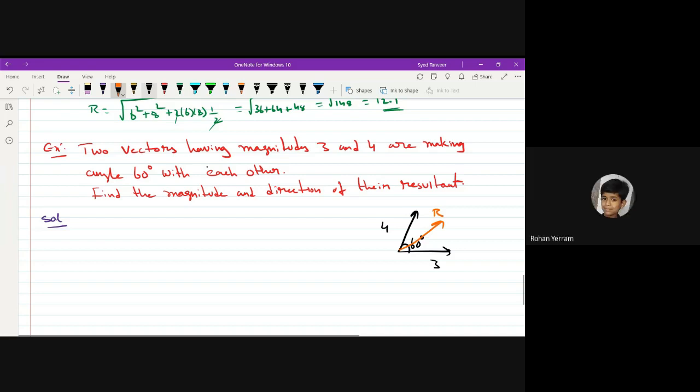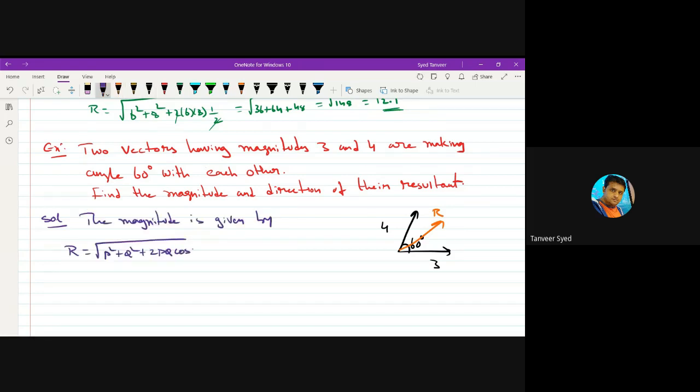Sir, is the magnitude root 37? Wait. The magnitude is given directly, you substitute the values in parallelogram law. The magnitude is given by R is equal to root of P square plus Q square plus 2PQ cos theta. P, Q, theta are directly given in the question. So it is 3 square plus 4 square plus 2 into 3 into 4 cos 60.